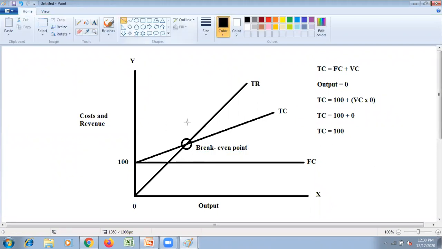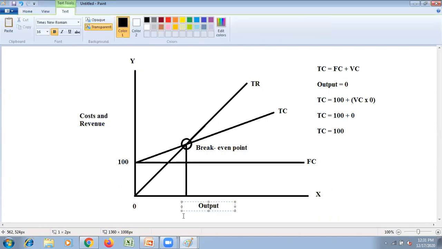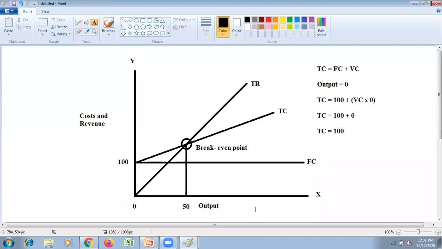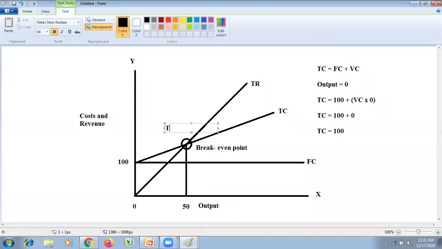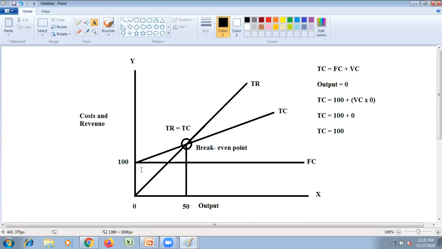Okay, break-even point. If I drag it towards the x-axis this way, this is what we call the break-even level of output, and this is what we actually find out. Let's say this is 50. So our break-even level of output is 50. If the business is able to sell 50 units, then we will achieve a break-even point, and that is equal to total cost.